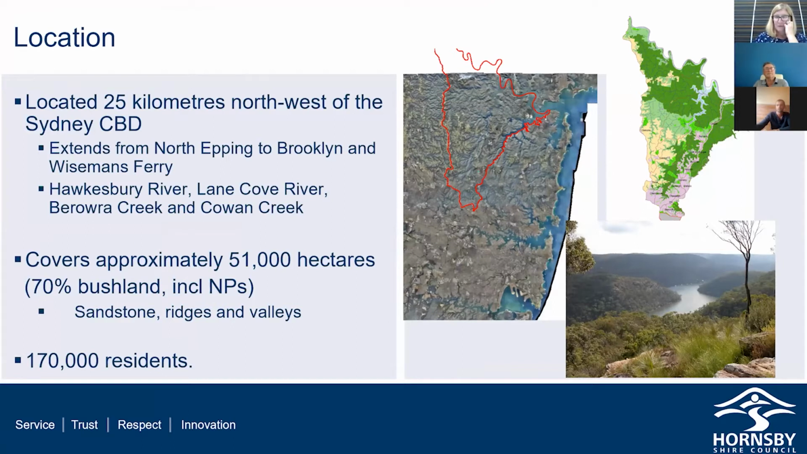Largely bushland, 70% bushland, including a lot of national parks, up to 50,000 hectares, and bounded on the north and the east by the Hawkesbury River and a number of other pretty significant waterways, Berowra Creek and Cowan Creek. Got about 100.